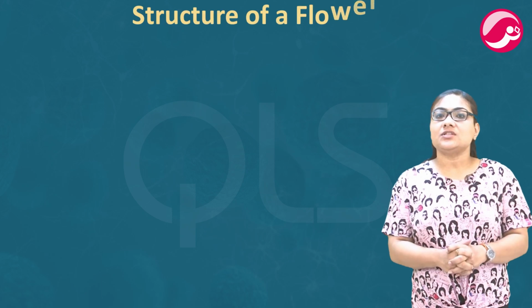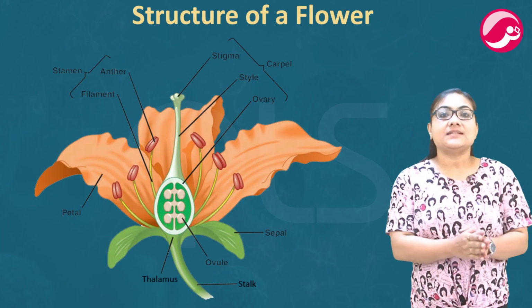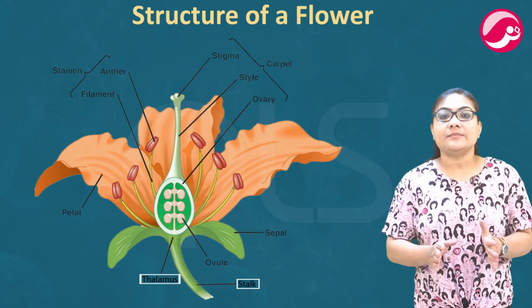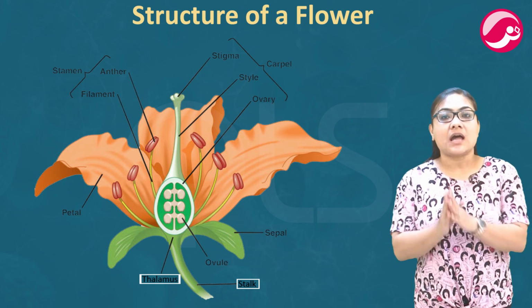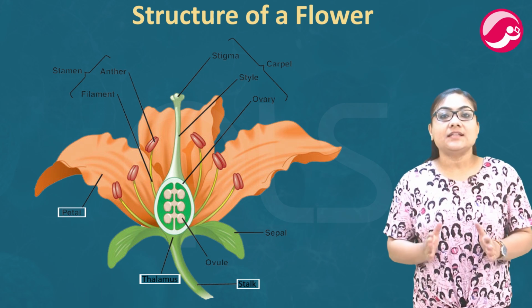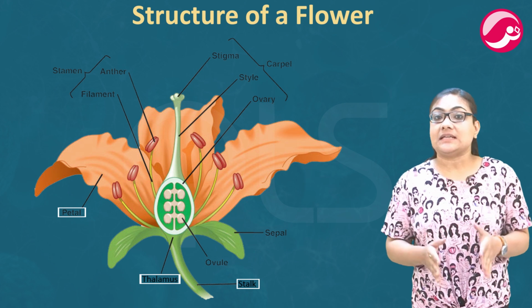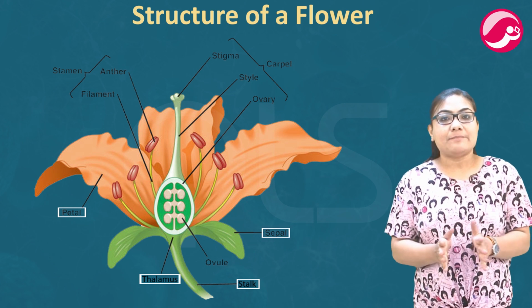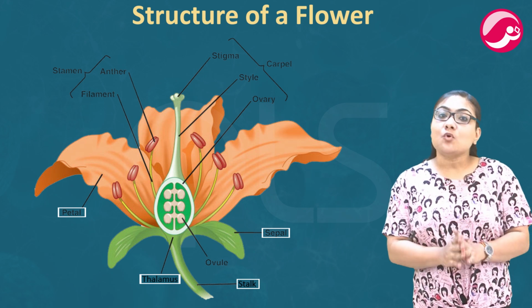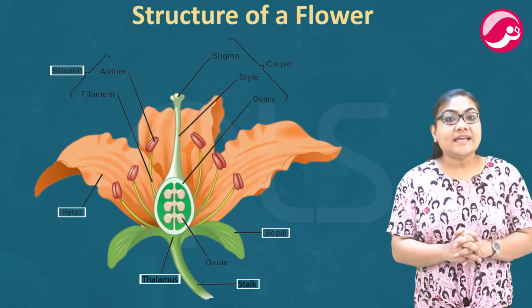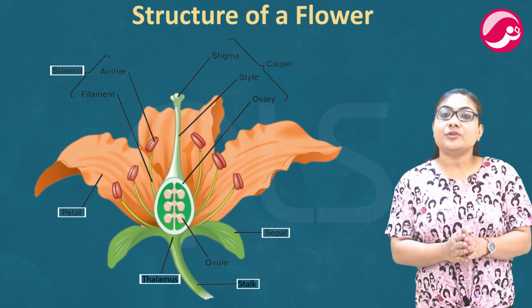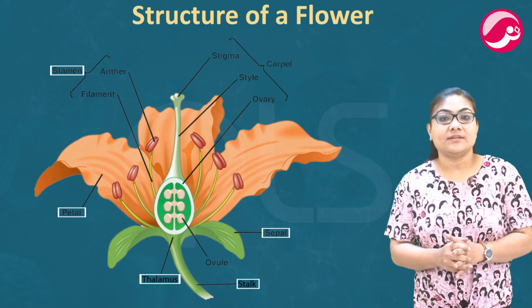Now, what are the structures of a flower? First is the stalk. Stalk holds the flower. Next is thalamus. Thalamus is the swollen upper portion of the stalk. Petals. Petals are the colored parts of a flower which attracts insects. Sepals. Sepals ensures protection. Next and the most important is stamen. Male reproductive organ which produces male gametes. Stamens produce male gametes, that is pollen grains.